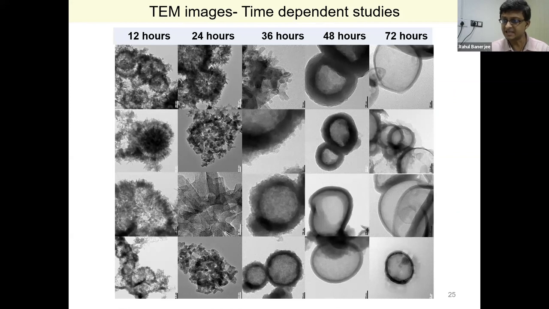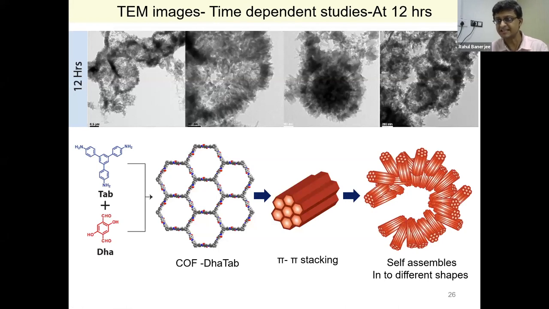We just kept on going. Nothing changed regarding surface area, nothing changed in terms of crystallinity, but the morphology of the particles kept on changing. So internal morphology kept on changing, though the external properties remained exactly the same. From 12 hours to 72 hours, it was exactly the same kind of material that we had produced.